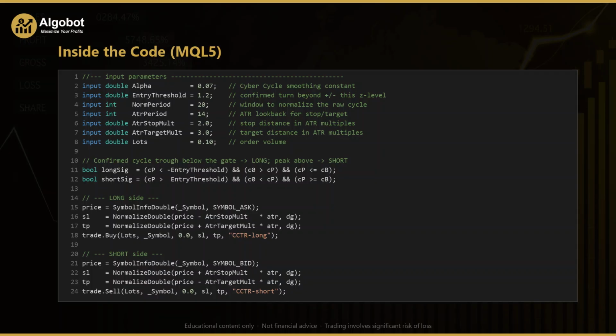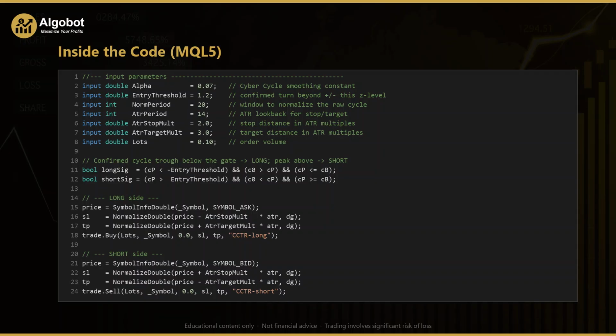Below that are the two signal conditions. The long signal checks three things at once. The pivot value is below the negative entry threshold. The newest value is above the pivot, and the pivot is at or below the reading before it. That is a confirmed trough turning up. When it is true, the EA reads the ask price, sets the stop below the price by the ATR stop multiple times ATR, sets the take profit above by the ATR target multiple, and calls trade.buy.